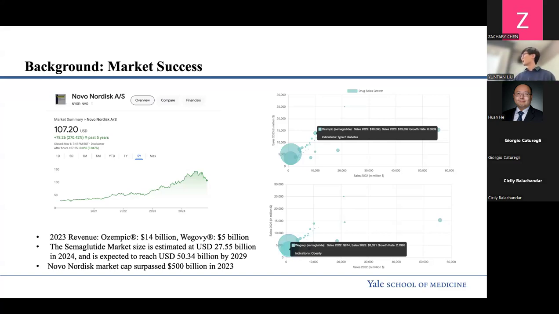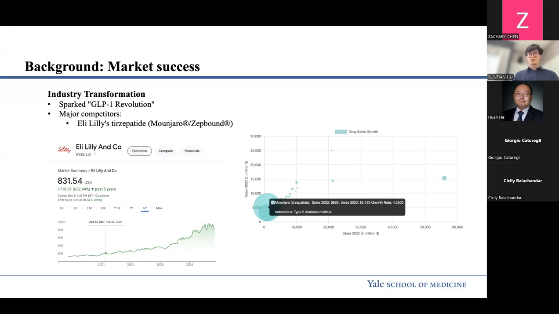in terms of absolute sales value, but look at the growth now. I think it's the second fastest growth drug in the market, as you can see here. So like threefold as compared to the previous year. So it not only makes a lot of money, but it also transformed the whole industry. So it sparked the so-called GLP-1 revolution.